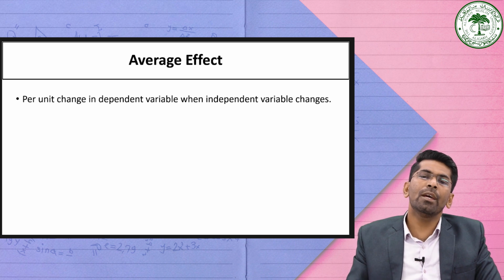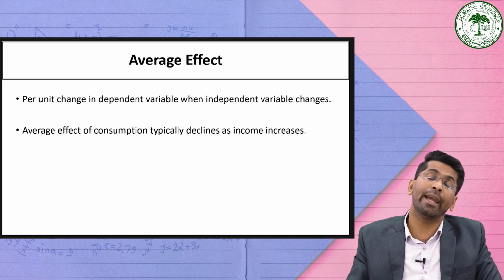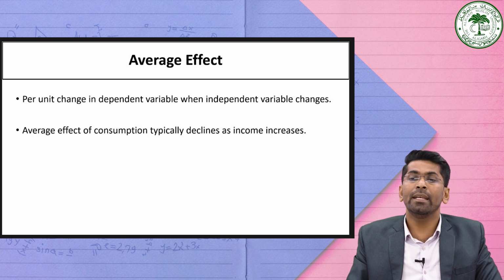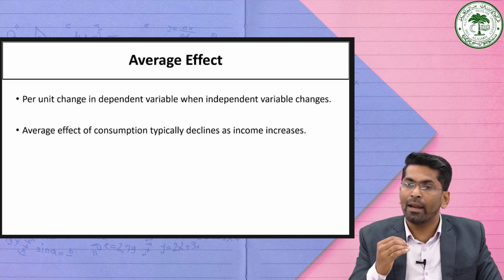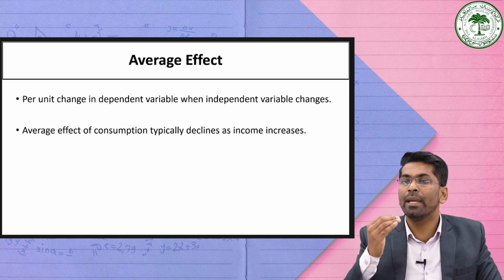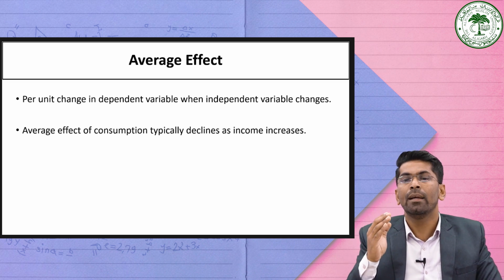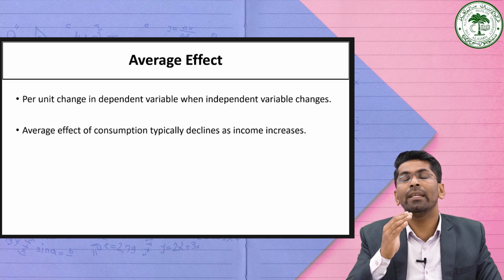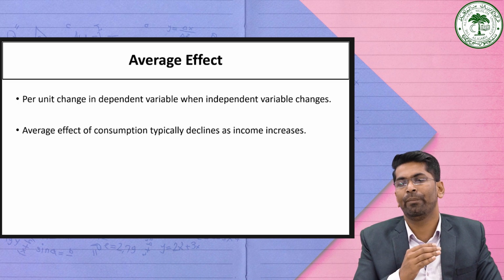So in a linear consumption function, the average effect of consumption typically declines rather than remaining constant, as in the case of a marginal effect. See here, the average effect of consumption typically declines as your level of income increases. And this is because as your level of income increases, the proportion of your increased income spent on consumption tends to decline.